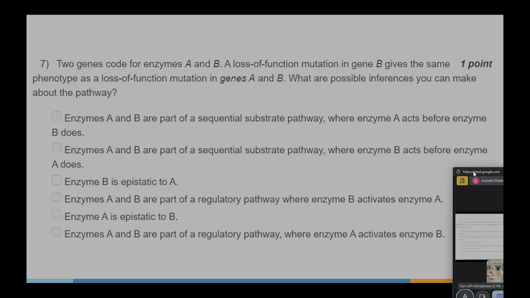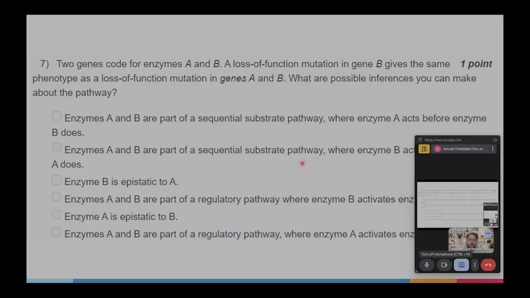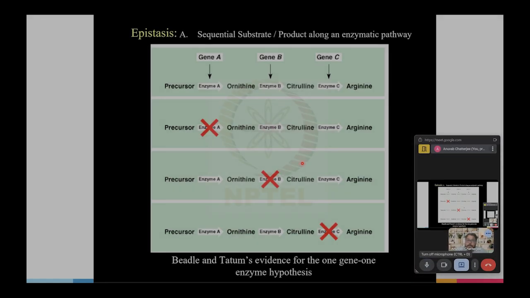Okay, so let's look at it. What exactly is epistasis? Epistasis is a technique in which you figure out the sequence in which particular genes act on a particular network. So here we have an example of a sequential substrate product along an enzymatic pathway.